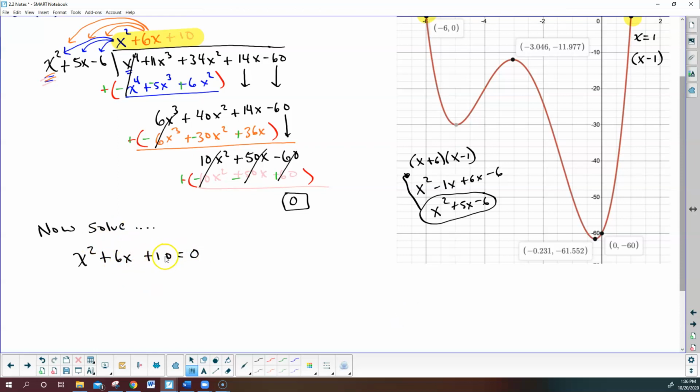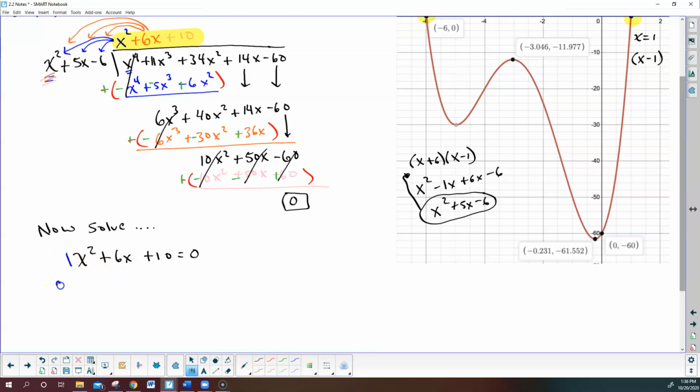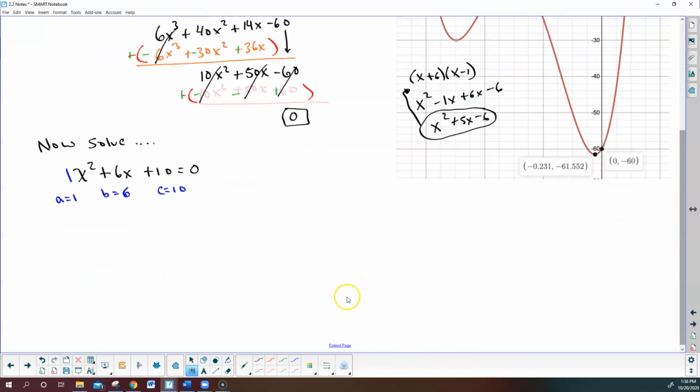There's no factors of positive 10 that add up to give me 6. If there were, then those would be real answers and they would be present on the graph, which means this is going to have an imaginary solution. So how do we do that? Since I know it can't be factored, I'm going to take the coefficients of the trinomial A, B, C, and we're going to apply the quadratic formula.